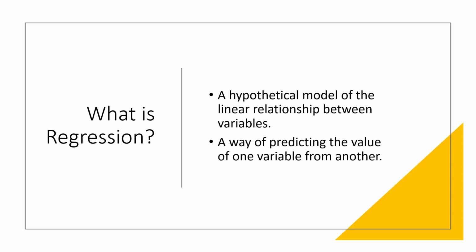Next, let's talk about regression. What is regression? Like correlation, regression is also a test of the relationship between variables. But with regression, you can make a hypothesis about which variable is predicting the relationship. For example, with regression, you can say the number of likes on Instagram predicts happiness, or happiness predicts the number of likes on Instagram. It is a way of predicting the value of one variable from another.